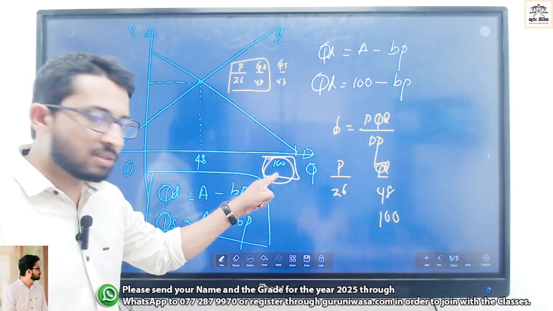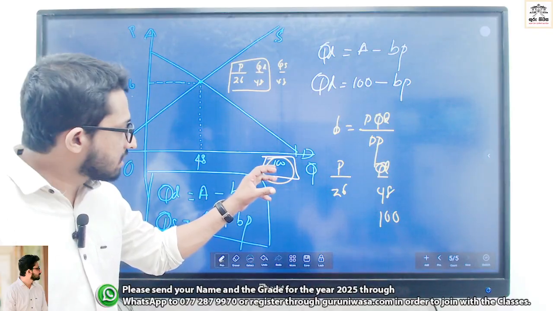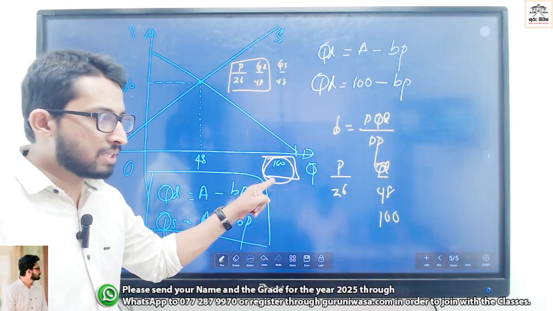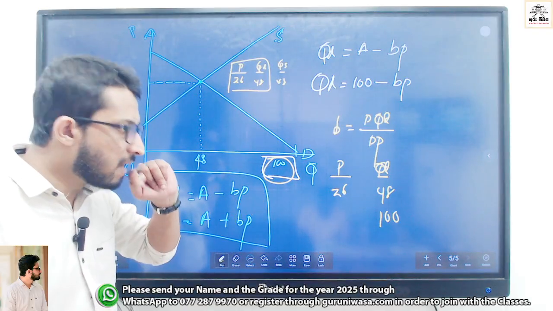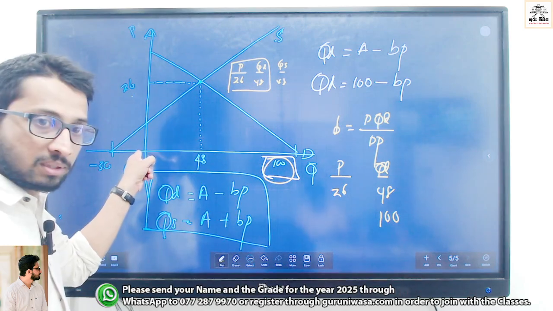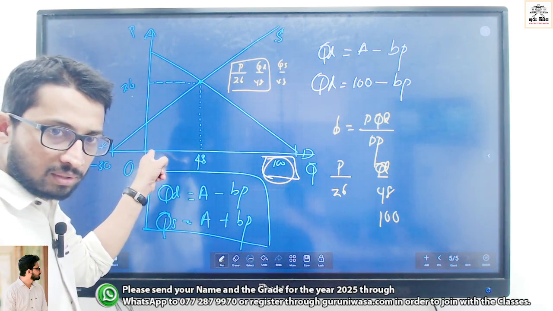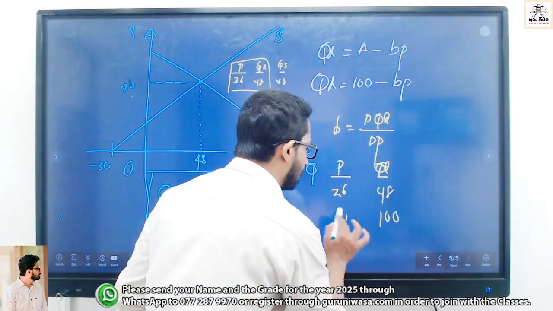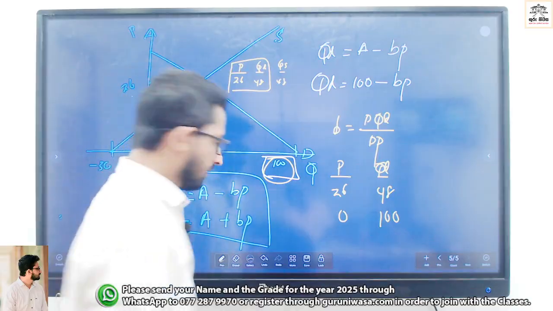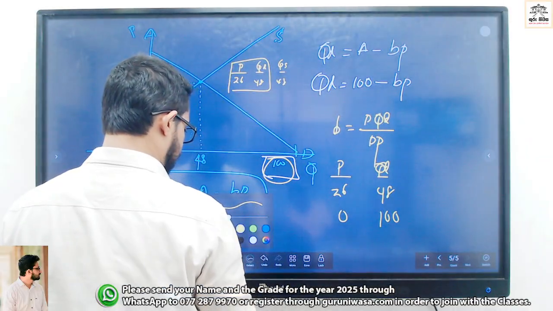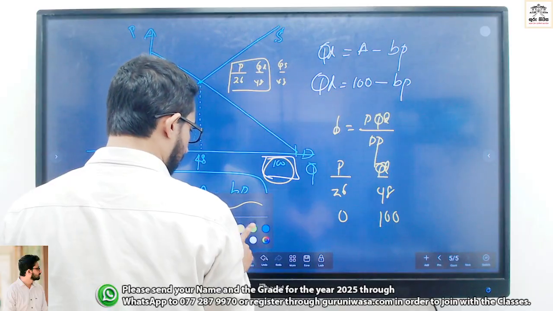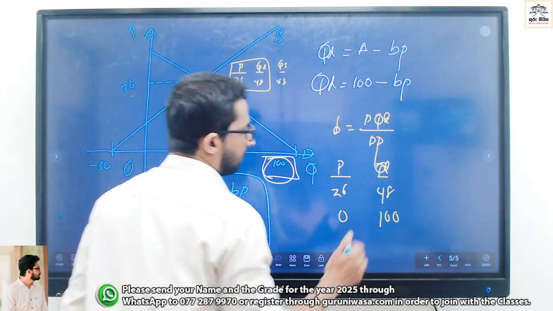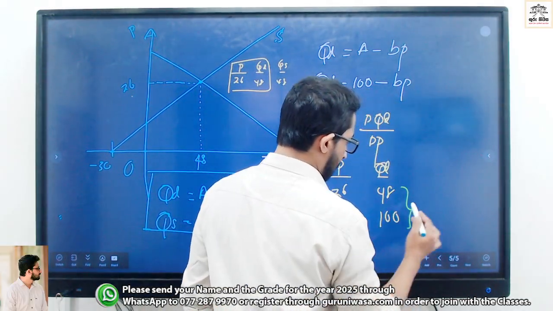What is the price? At 100 units, what is the price? 0. This is the quantity at 0 price. Now take the difference. How much is the difference here?